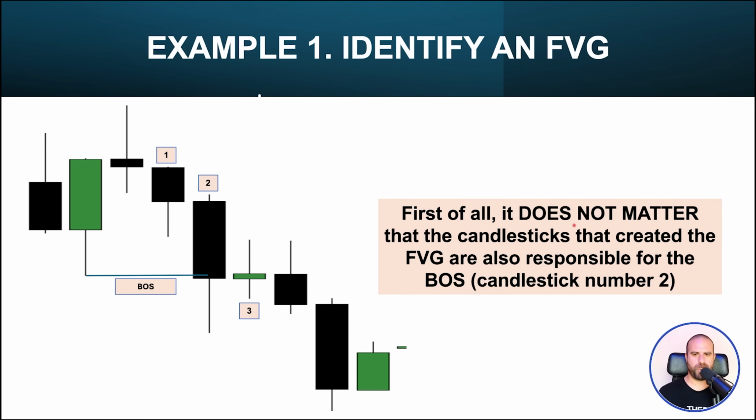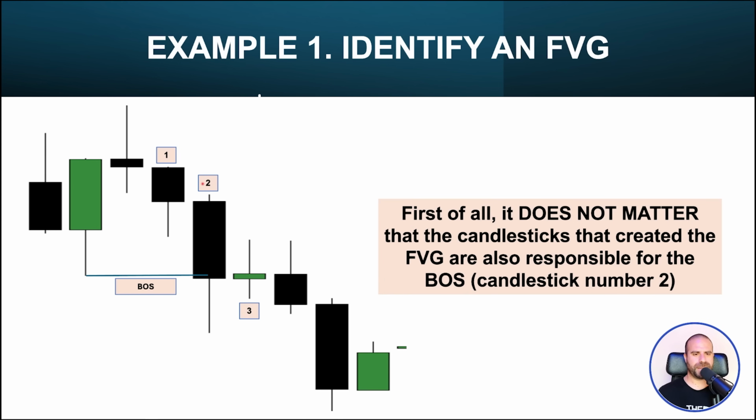Very, very important. It does not matter, as I say right here, that the candlesticks that created the fair value gap are also responsible for the break of structure. And I'm referring to candlestick number 2. This might be a question of yours, of some of you who are overthinking. I am such person myself, so I decided to clarify that as well.